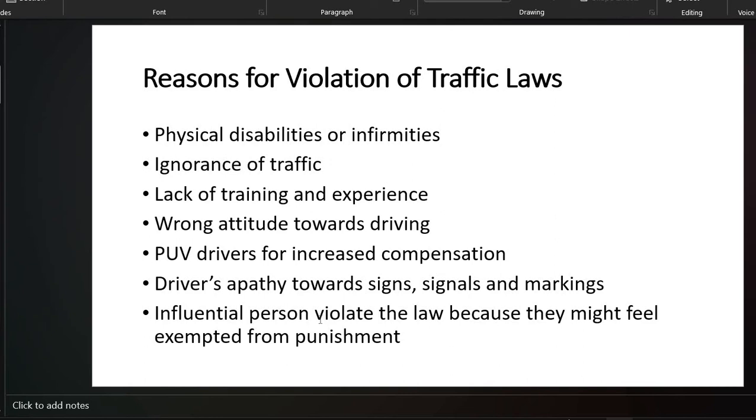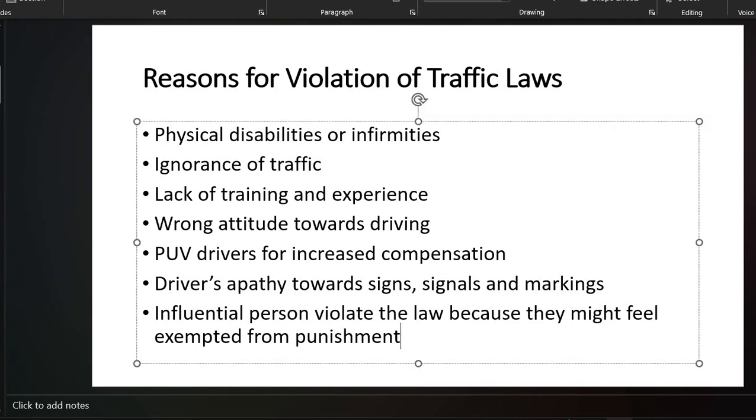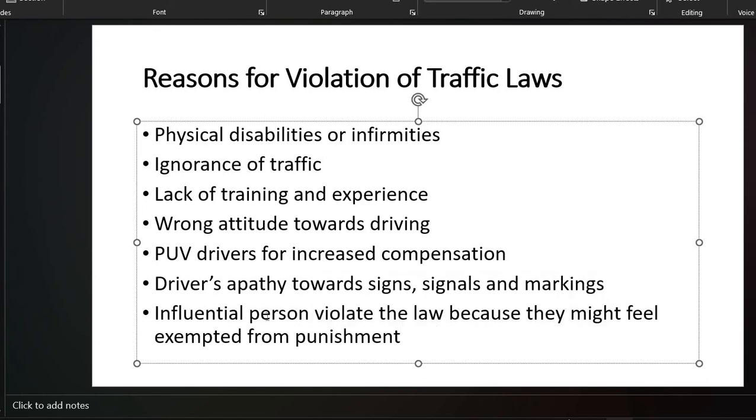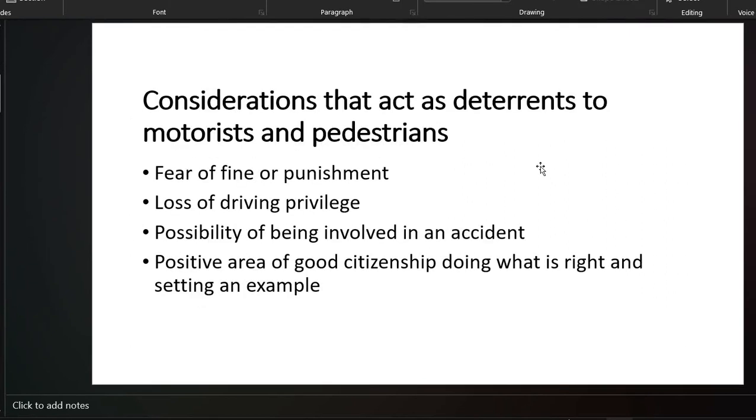Influential persons violate the law because they might feel exempted from punishment. So, ito kadalasang nagva-violate dito is yung mga artista or di kaya yung mga local officials or sino man na tingin nila ay pag nagpakilala sila, they're exempted from the penalty. Considerations that act as deterrents to motorists and pedestrians.